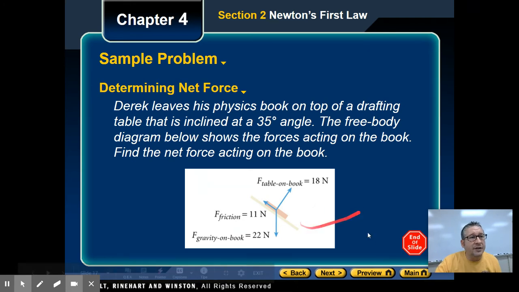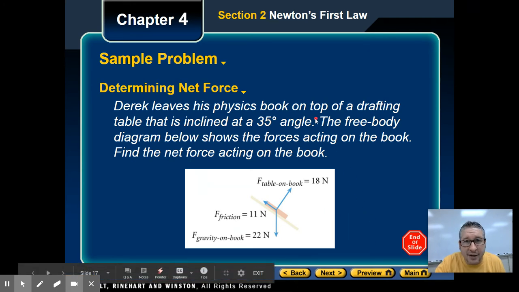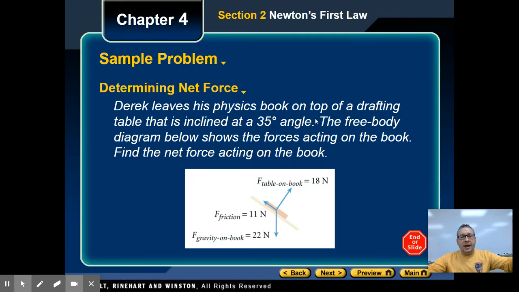So Derek leaves his physics book on top of a drafting table. If you don't know what a drafting table is, it's a table that could be very large and could be lifted up and angled. It's almost like an artist's thing where they could do blueprints and any other engineering or drafting work that needed to be done. That's why it's large, because you need room for many images, like blueprints. Drafting tables are kind of obsolete anymore with the advent of computer-based drawing programs.